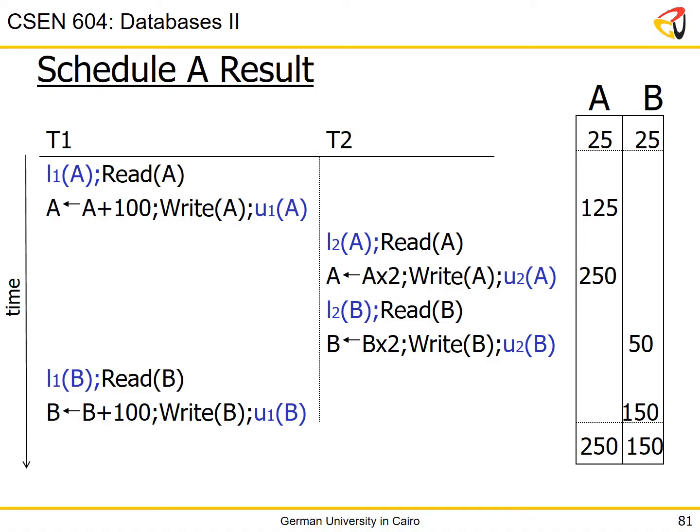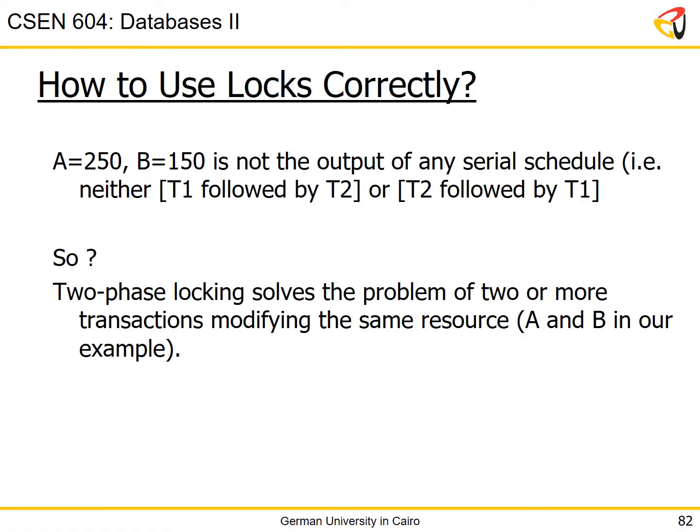Okay, so locks are usable, but there is something we have to do here to make sure that we are getting a consistent state, which is again 250 or 150. And this is again to stress the point, A equal to 250, B equal to 150 is not the output of any serial schedule, either T1 followed by T2 or T2 followed by T1. So what we're going to do is what actually database engine schedulers do when they insert locks inside the transaction. They do it in a specific way called two-phase locking, which will solve our problem.